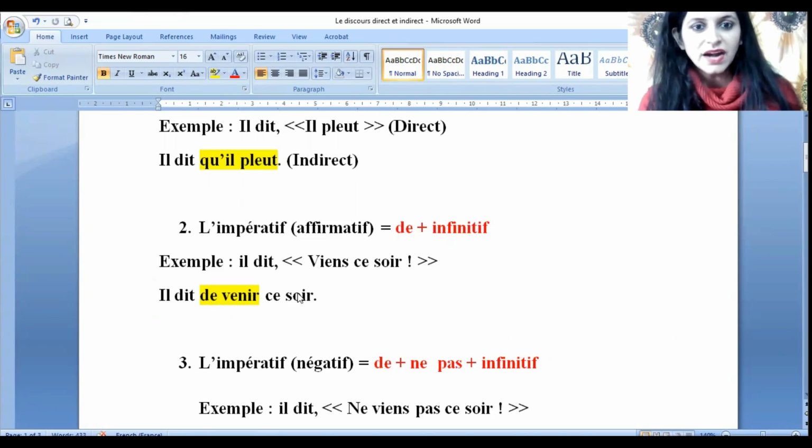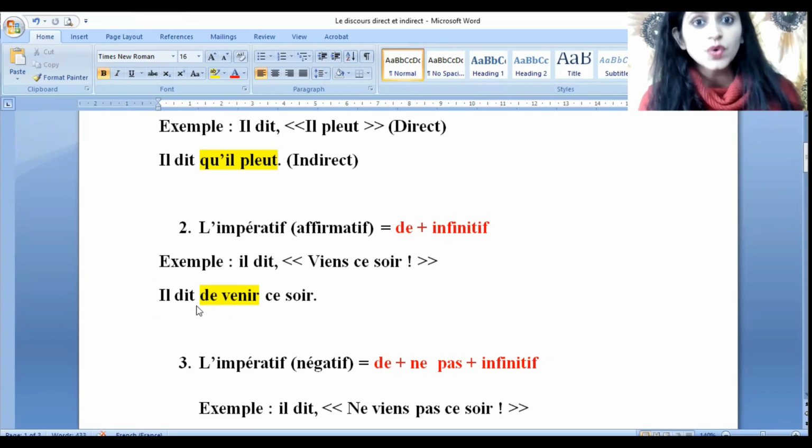Ça va, c'est clair? What do you need to do? You write the sentence il dit, and it's an imperative sentence. So you write de. You see the verb which is given, write that verb in infinitive and complete your sentence with a full stop. Okay, il dit de venir ce soir.